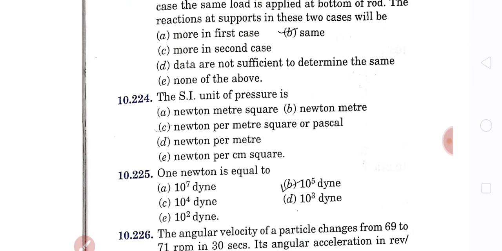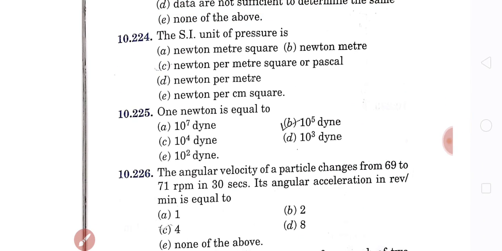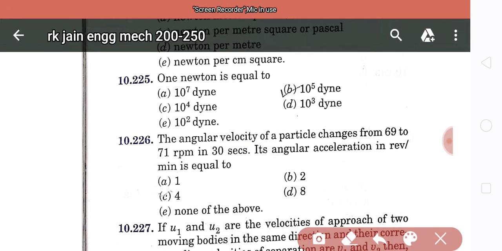Next question. SI unit of pressure is Newton per meter square or Pascal. Next, 1 Newton is equal to 10 to the power 5 dyne.